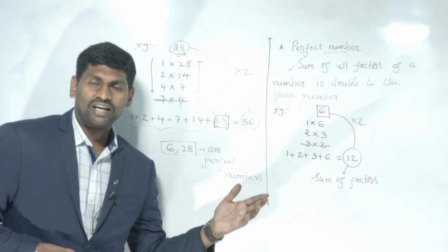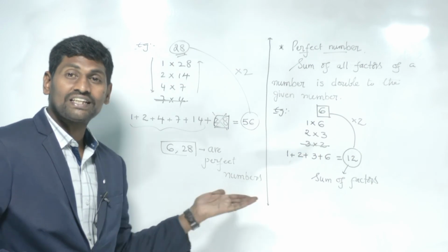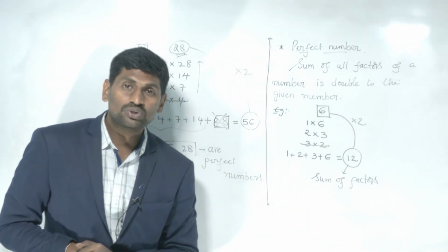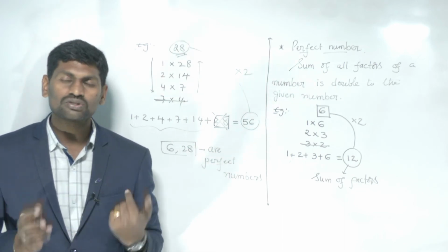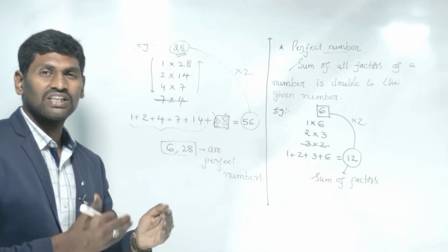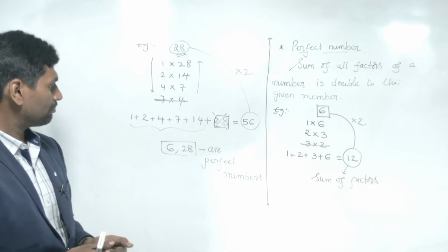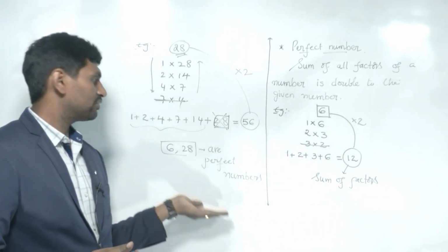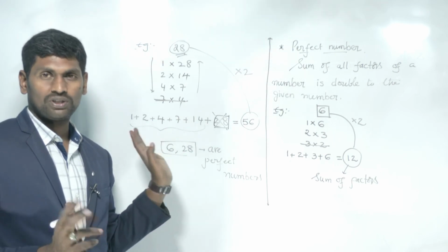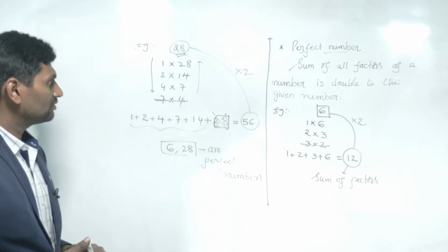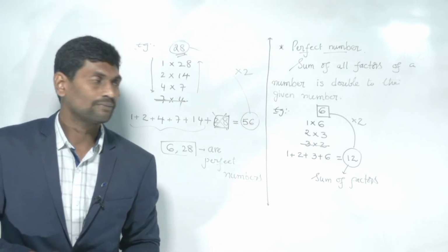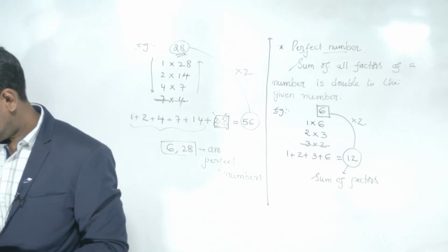The sum of all factors of a number except itself is equal to the given number. That is also called a perfect number. We are just modifying the definition like that. Some texts use the double, some use equal to the number, so both are important, according to our convenience to understand the concept. Please note it.